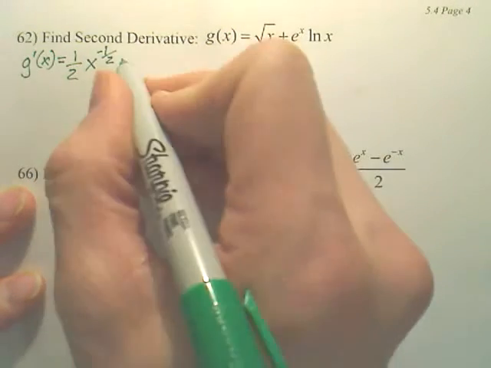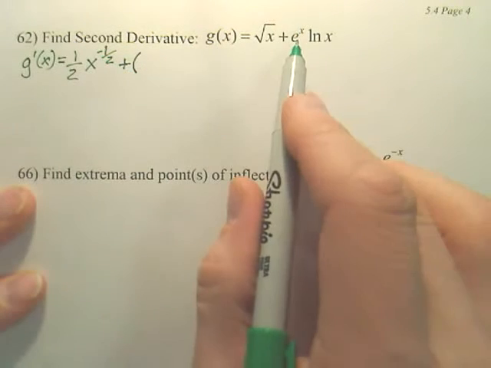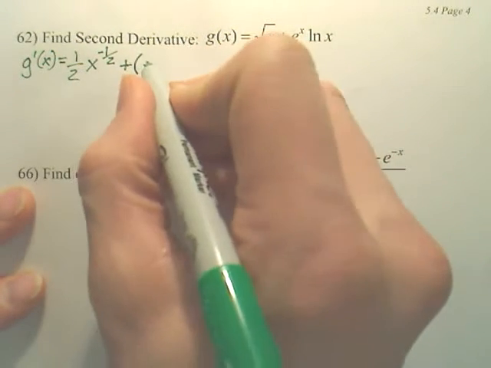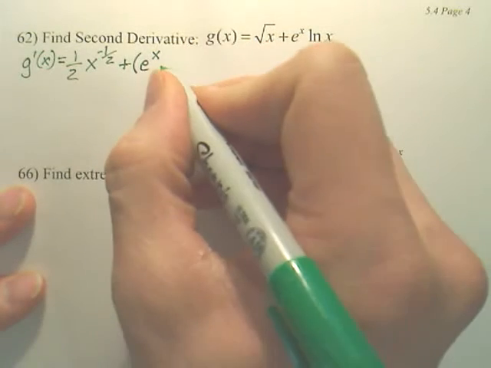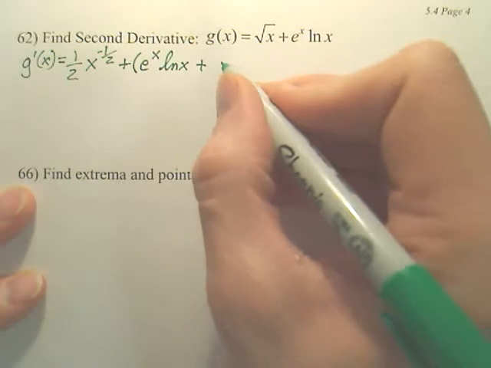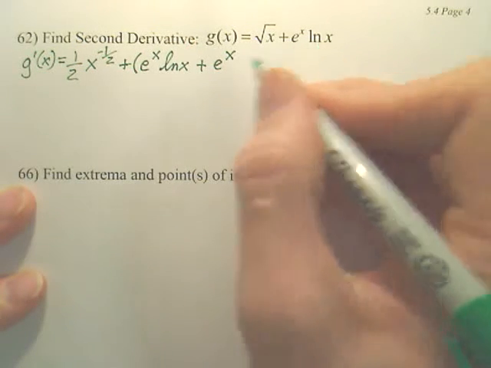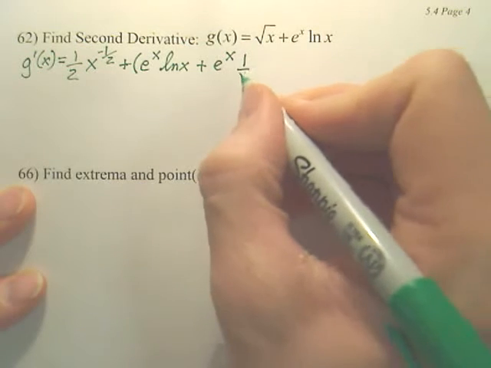And then this is a product rule. So for that product rule, first derive e to the x, which is simply e to the x, ln x, plus leave e to the x, and derive ln x. So the derivative of ln x is 1 over x.